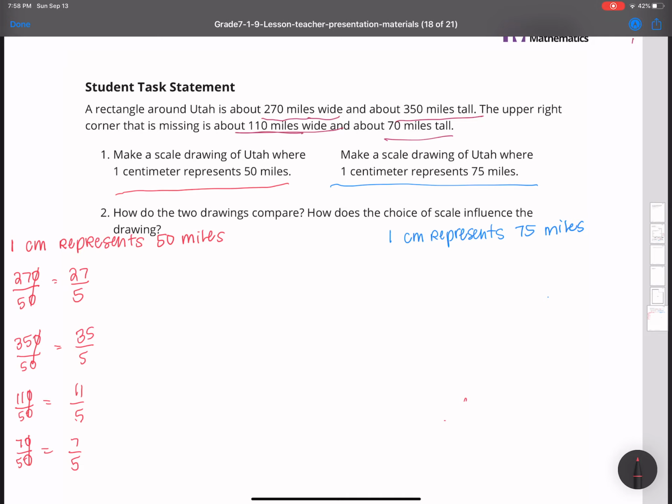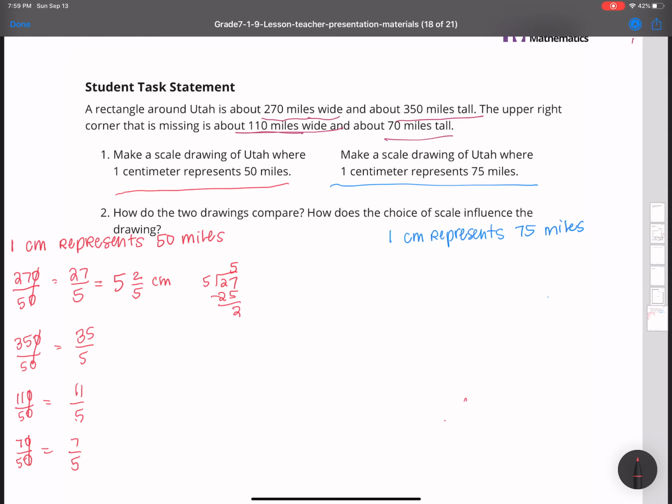So now you can ask yourself, how many times can 5 go into 27 without going over? I'm basically dividing like this in my head. How many times can 5 go into 27 without going over? 5 goes in 5 times, and 2 is left over, which means if I convert it into a mixed fraction, it will be 5 and 2/5 centimeters.